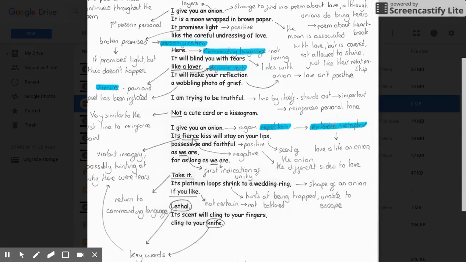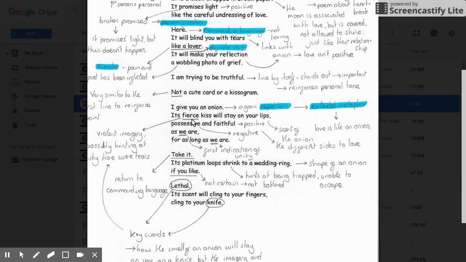Here's some of the language, some of the word choices are very important. We have fierce, we have possessive. Now, when we think of love, I suppose fierce could be used in terms of passion. Possessive, though, I suppose loyalty maybe, but these words have negative connotations. It's almost as if fierce has violent imagery with it.